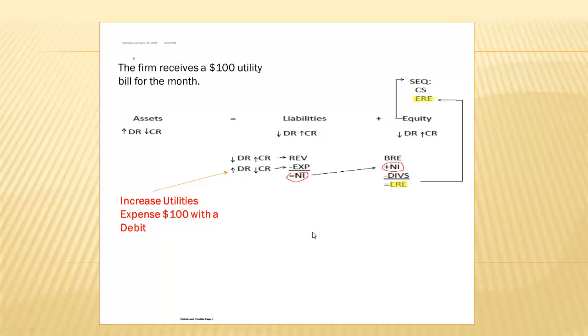Let's think it through. All things being equal, if I increase expenses, I decrease net income. All things being equal on the statement of retained earnings, if I decrease net income, I've decreased ending retained earnings, which again is a component of stockholders' equity. So I've decreased stockholders' equity. Therefore, that debit decreased stockholders' equity.